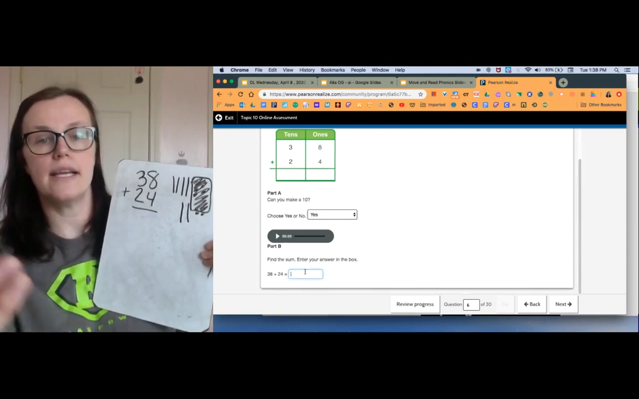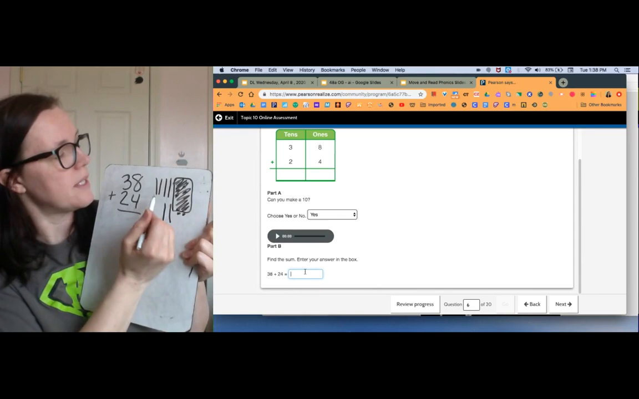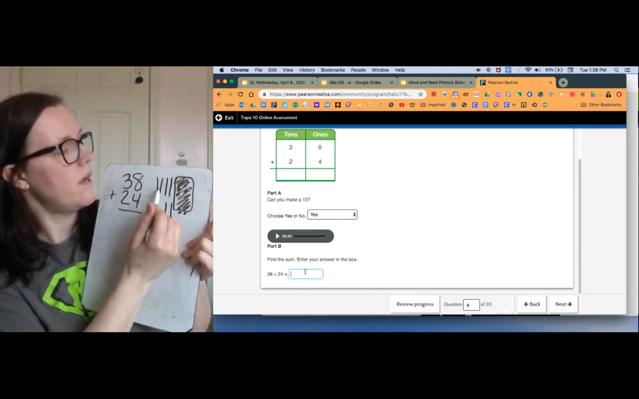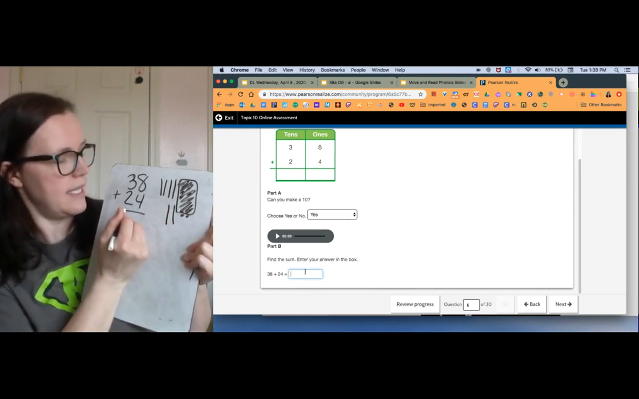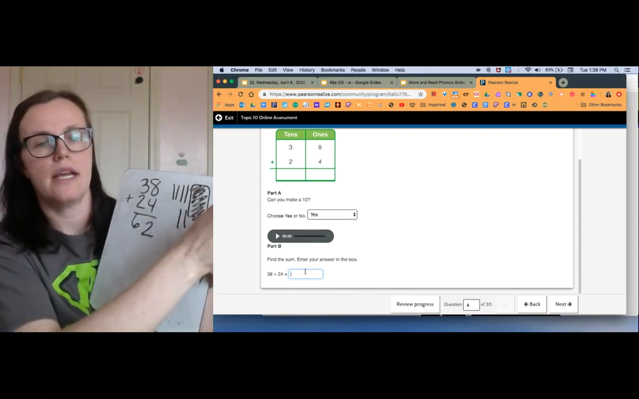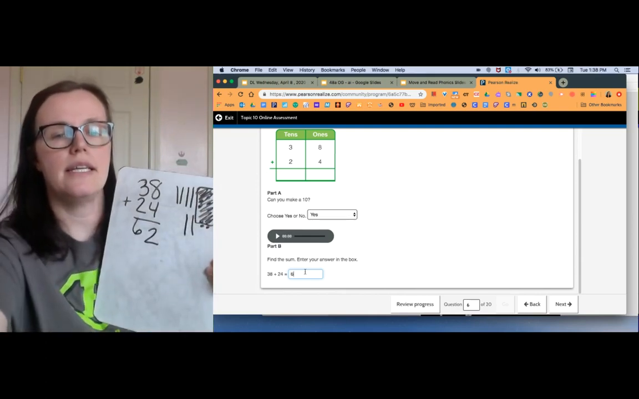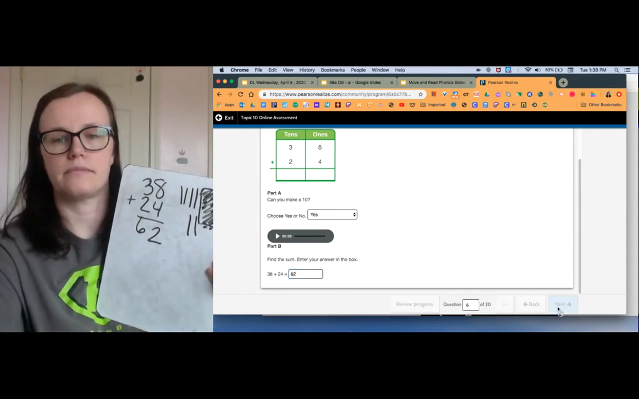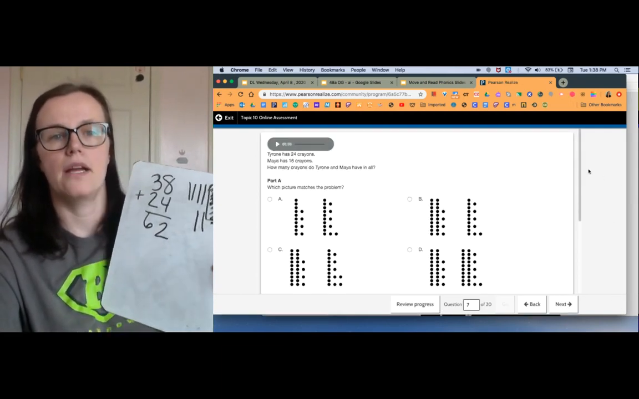Then it says find the sum. The sum is my answer to an addition problem. So let's go ahead and add this. I have 1, 2, 3, 4, 5, 6 groups of 10. 1, 2, 2 ones. So I have 62.